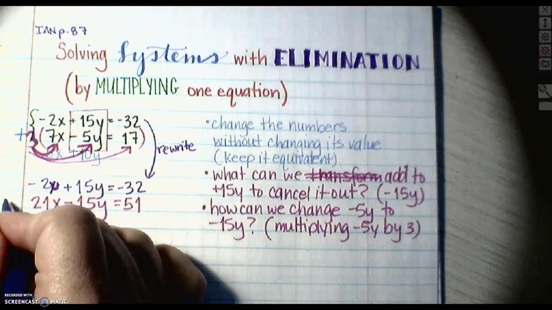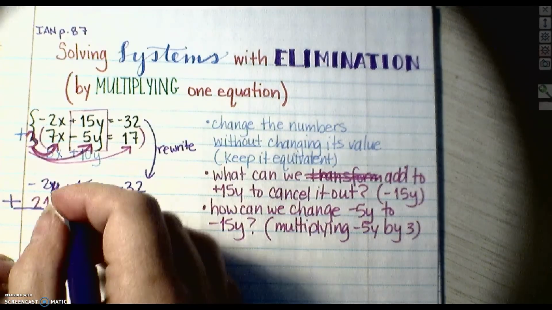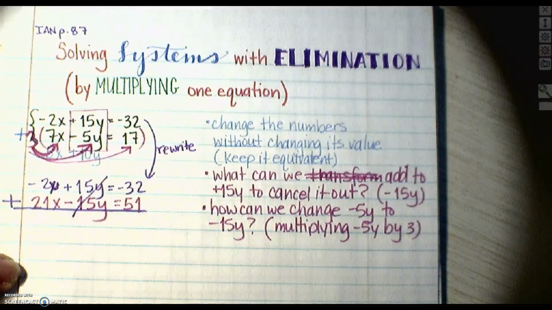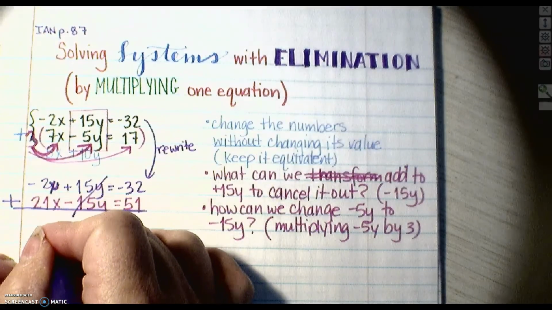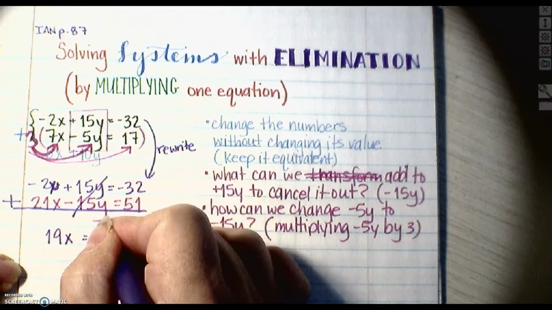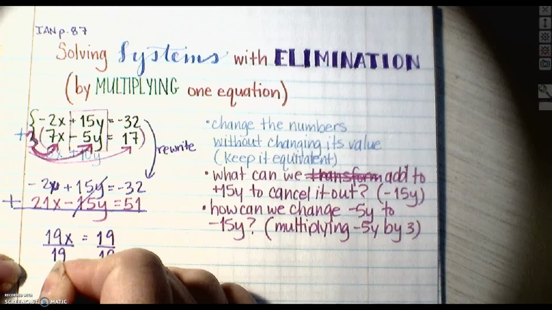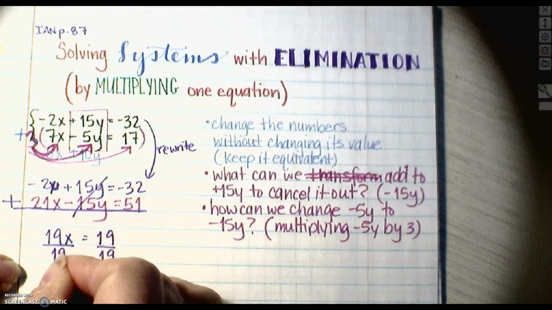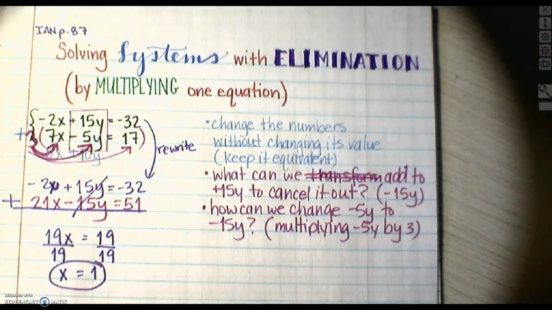And now I can perform the elimination. I can add them together and one of my variables will cancel out and make a 0, which is what I wanted. So negative 2x plus 21x is 19x. Negative 32 plus 51 is 19. x equals 1. Now it proceeds the same way that it did before.